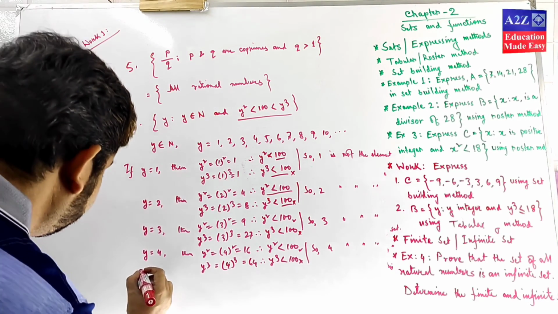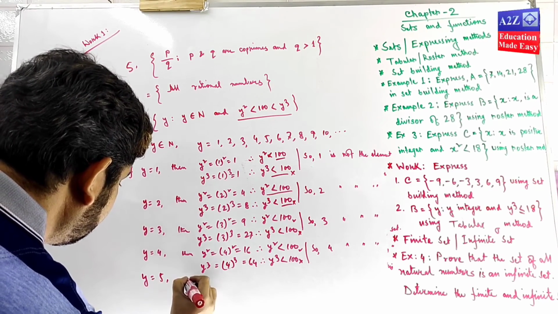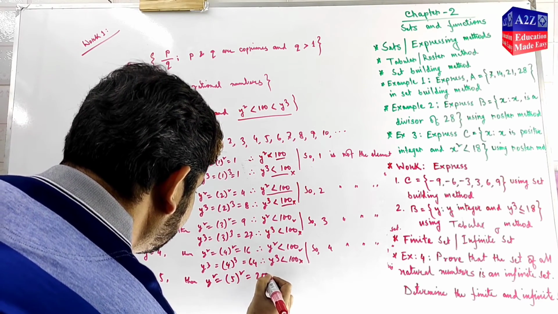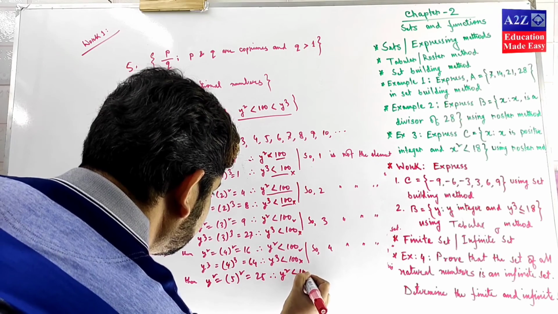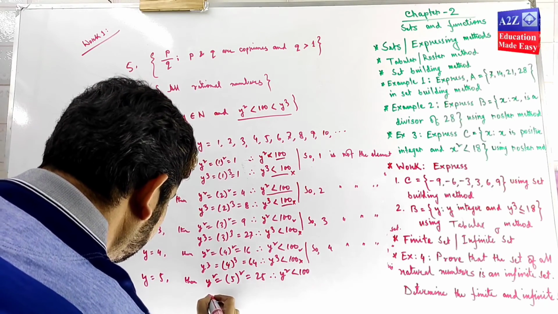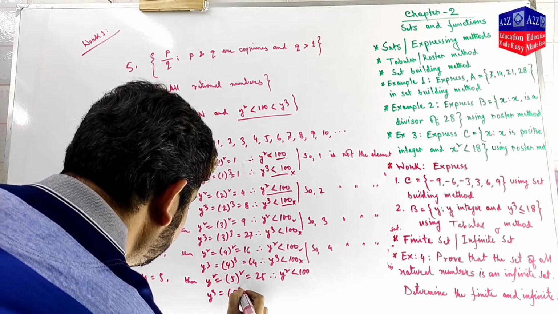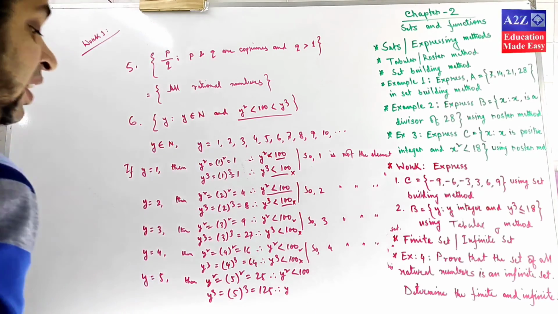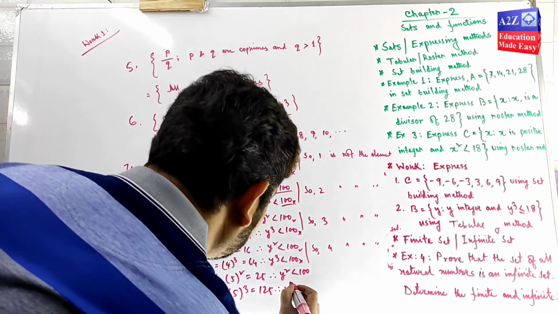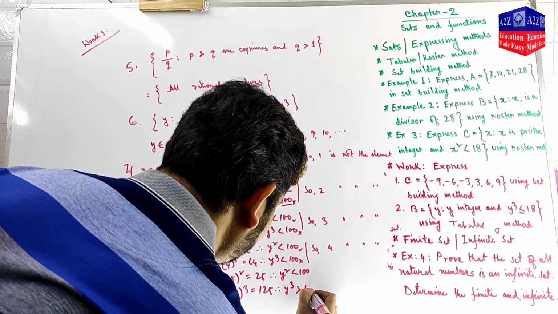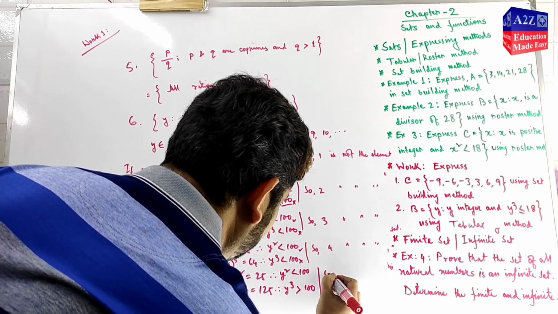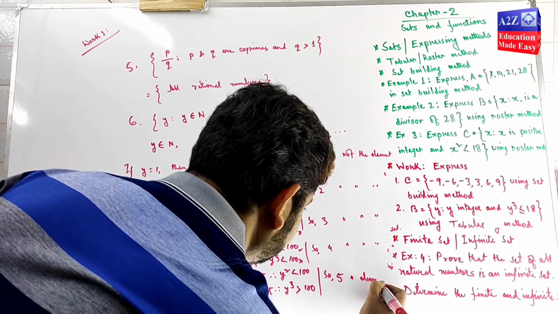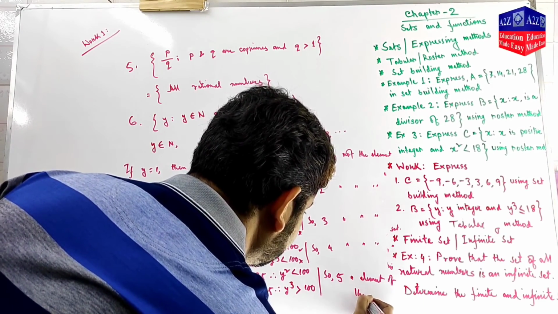Now I will go for 5. Y equals 5. Then y square equals 5 square, which means 25, which is less than 100. So this condition is satisfied. And y cube equals 5 cube equals 125. And this 125 is greater than 100. So this condition is also satisfied. Therefore 5 is exactly an element of this set.